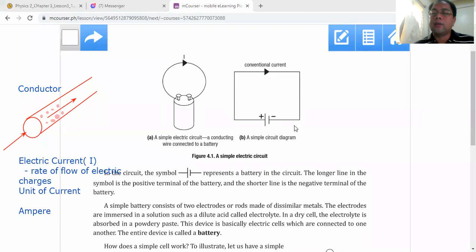Now, when it is an electron, it will be moving from lower to higher potential. So it's a different direction whenever you are dealing with an electron charge, because we know an electron is a negative charge.